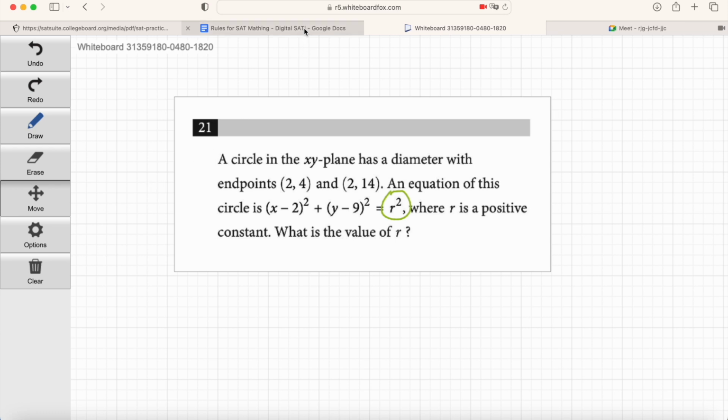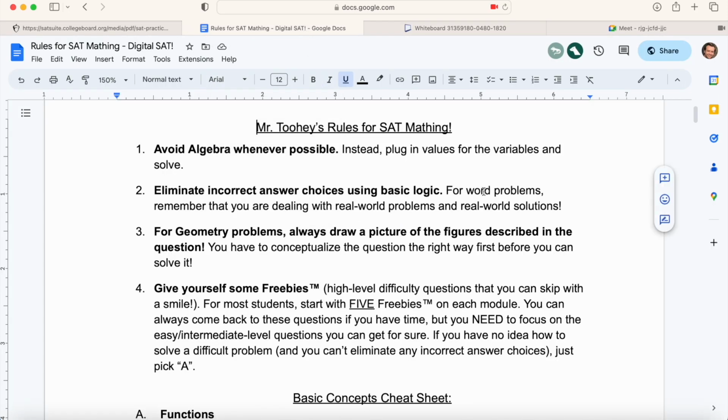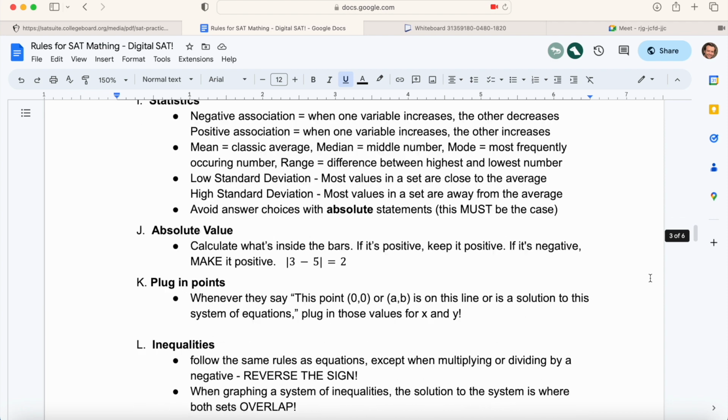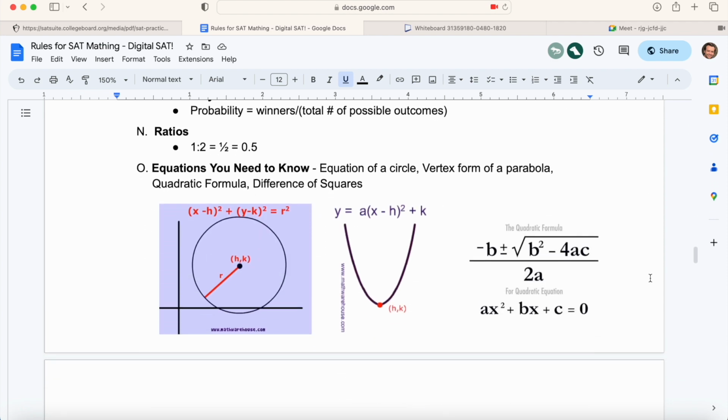Open up that rules document you've got access to, and let's scroll down together to Basic Concept O. Basic Concept O. This is equations you need to know. And you should see there on Basic Concept O the equation of a circle on the xy axis. Do you see it there? It should be the first one on the left-hand side of that document. Do you see it? Yeah.